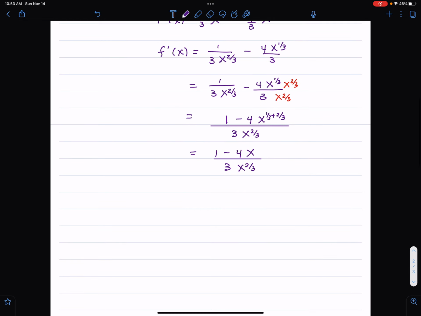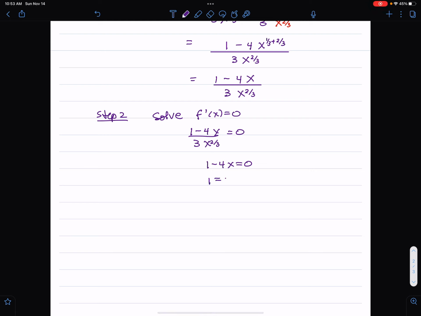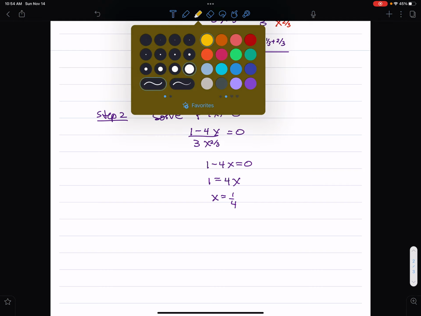Okay, so step 2, solve f prime of x equals 0. For us, that's going to be 1 minus 4x over 3x to the 2/3 equals 0. What I do is I look at the numerator to see where the numerator is equal to 0, because a fraction is equal to 0 when the numerator is equal to 0. And so I get 1 equals 4x, so therefore x equals 1/4. And that is one of our critical numbers. So that's one critical number.